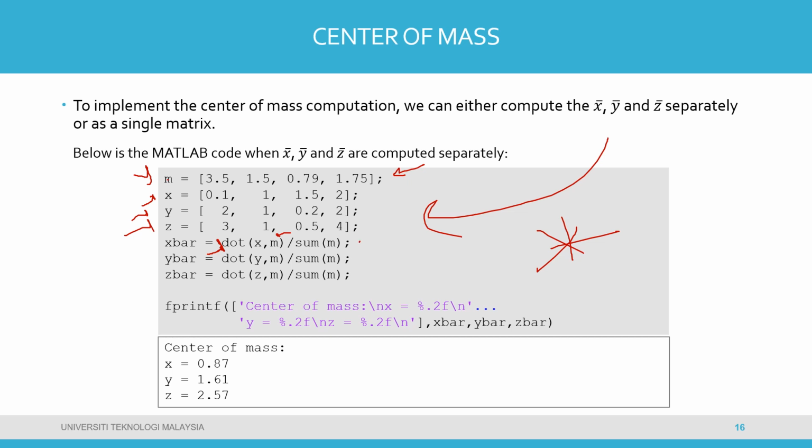And then this one, of course, sum is basically summing all the values inside this variable. So you have x bar, y bar, z bar, and then you can print the result. So the coding is much simpler if you use the dot function.